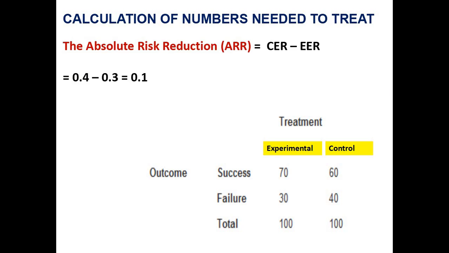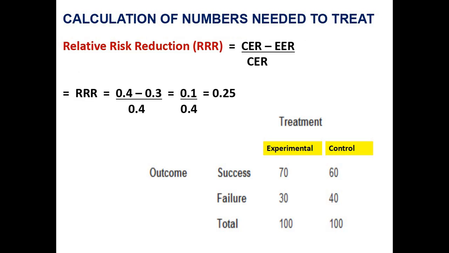Now we need to calculate absolute risk reduction. How much risk is reduced because of treatment? That means compared to controls, how much adverse event is reduced in the experimental group. So how can we calculate? That is control event rate minus experimental event rate. That is 40% minus 30%. That is 10% or 0.1 is the absolute risk reduction.